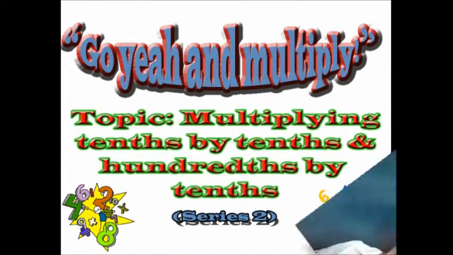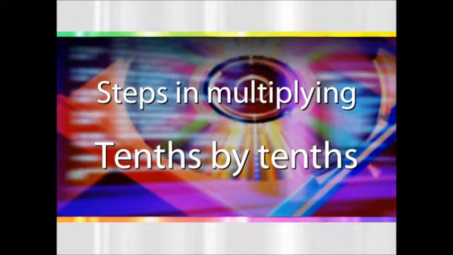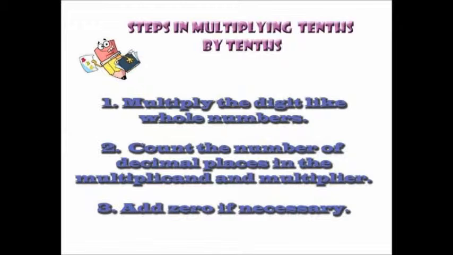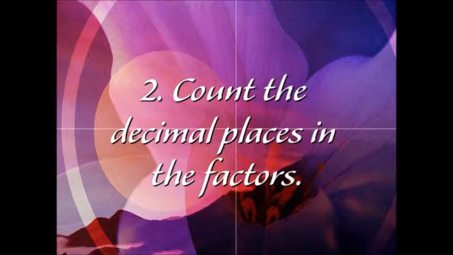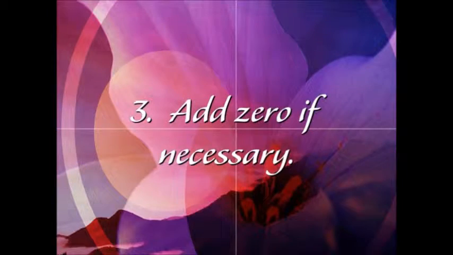We shall learn today how to multiply decimal numbers, specifically multiplying tenths by tenths and tenths by hundredths. Here are the tips that we have to take into consideration when multiplying tenths by tenths. Step 1. Multiply the digits as if you're multiplying whole numbers. Step 2. Count the number of decimal places in the multiplicand and multiplier. The sum of the number of decimal places in the factors is equal to the number of decimal places in the product. Step 3. Add 0 if necessary.